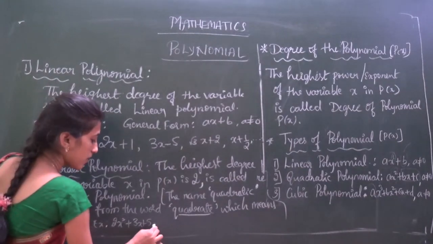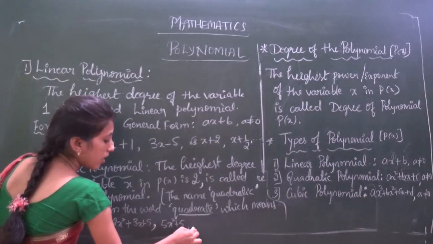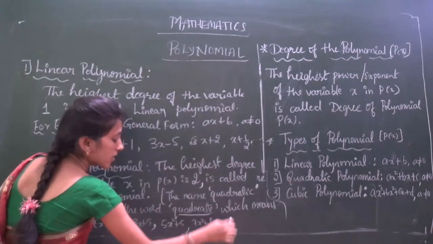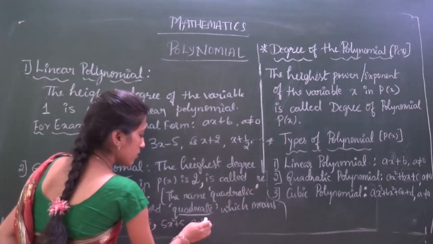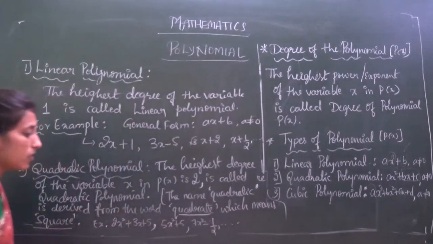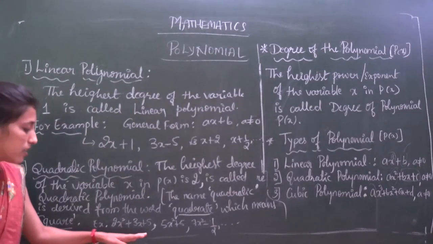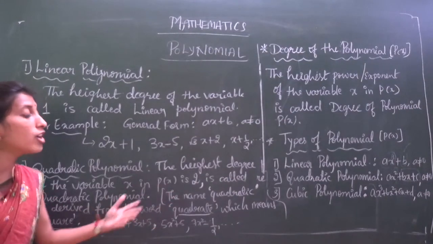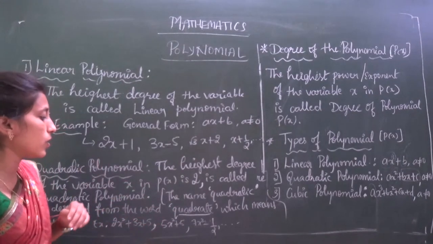So suppose we have the next example, 5x square plus 5 or 7x square plus 5x. So there is no constant. If you are writing like this also, 7x square minus 1 by 2, and so on. Likewise, you have the general example for that. And when you look at this, you can say the general form of this quadratic polynomial will be ax square plus bx plus c, where a is not equal to 0.